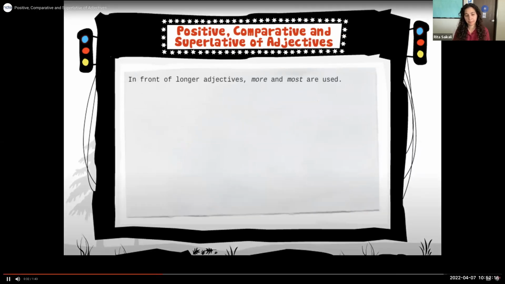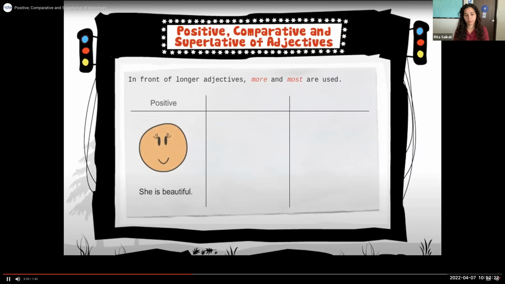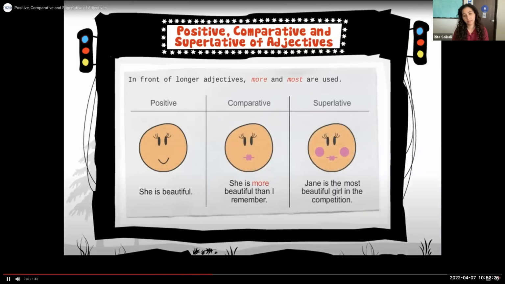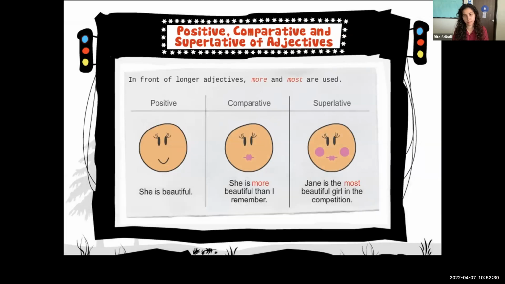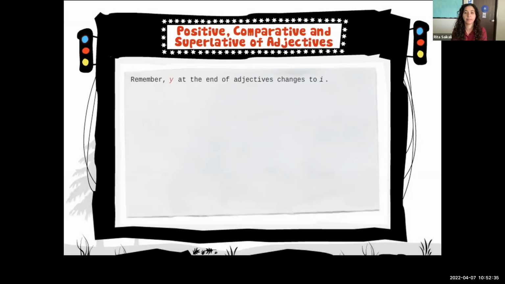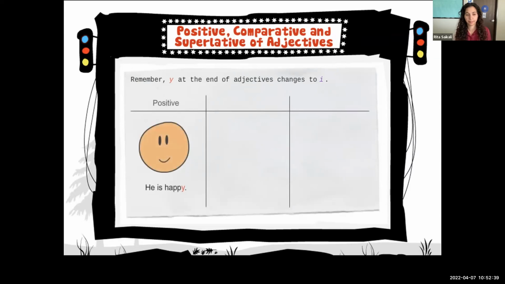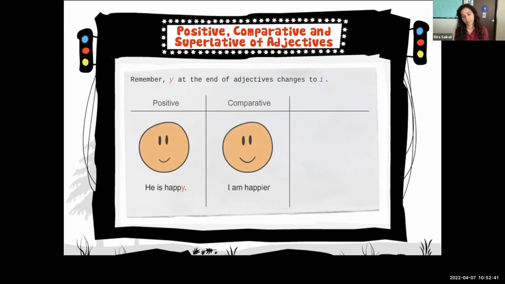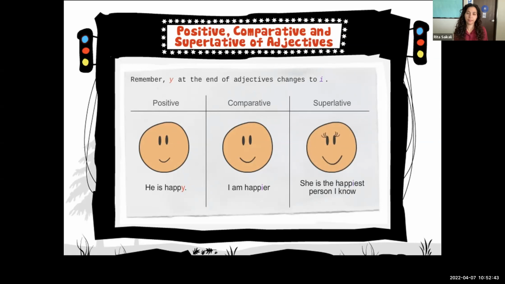In front of longer adjectives, more and most are used. She is beautiful. She is more beautiful than I remember. Jane is the most beautiful girl in the competition. Remember, y at the end of adjectives changes to i. He is happy. I am happier. She is the happiest person I know.